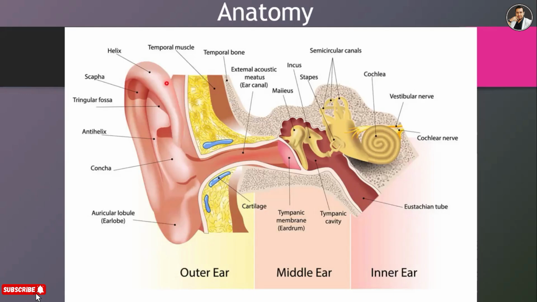We know that the visible structure of the outer ear is called the ear pinna. This part is the folding structure of the skin, and the depression inside this is called the concha. The path inside this concha is called the external acoustic meatus, or ear canal.